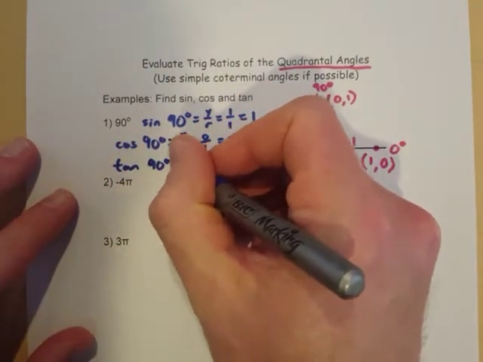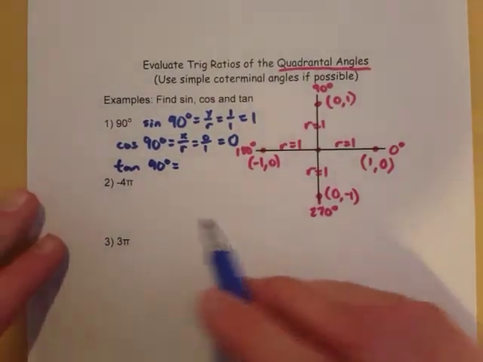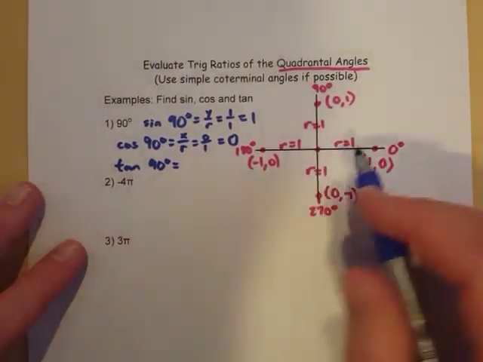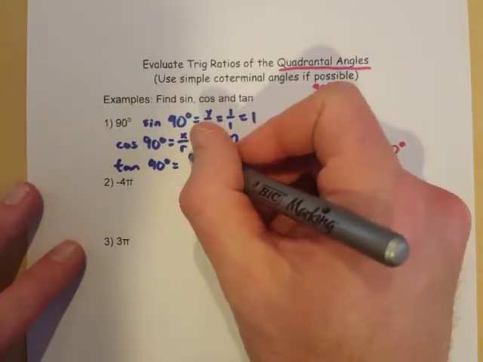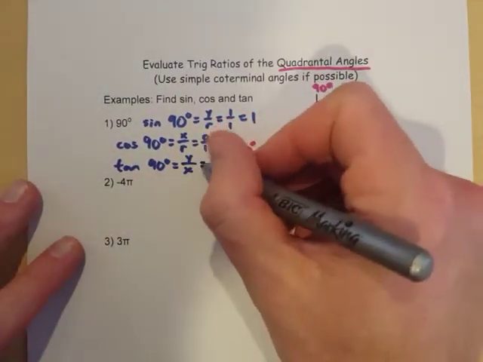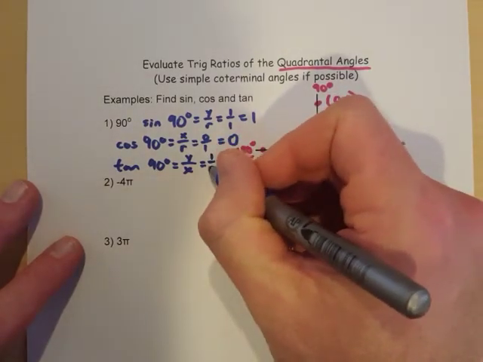And the nice thing about these problems is that you can always check your work. That's one convenient thing about the quadrantal angles like this. And the tangent is going to be y over x, or opposite over adjacent. And in this case, y is 1, x is 0. Okay, that's an interesting one there.